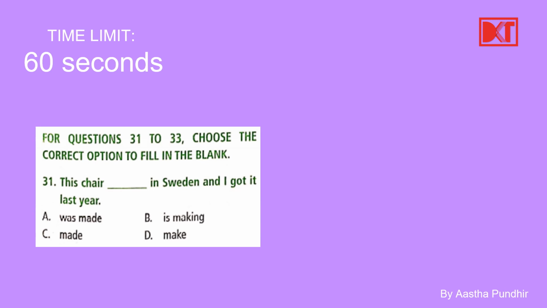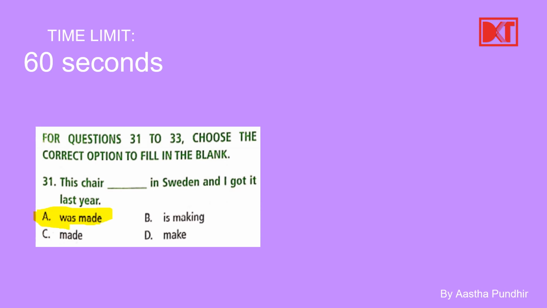A, this chair was made in Sweden. B, this chair is making in Sweden. C, this chair made in Sweden. Or D, this chair make in Sweden. Here the correct answer is A. This chair was made in Sweden.